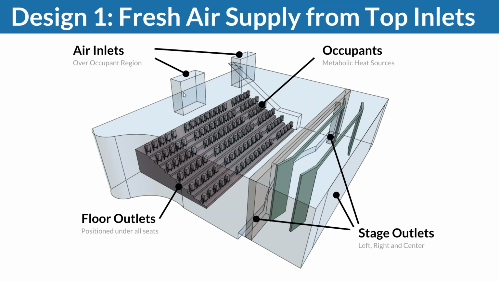Let's bring in the fresh air from the two top inlets you can see here at the top, right? And let's position our outlets, so the return registers, below the audience. So under each seat, there's now a little inlet and a little outlet where the air leaves the room, and at the stage as well, right? You can see already it's sort of a simplified model.